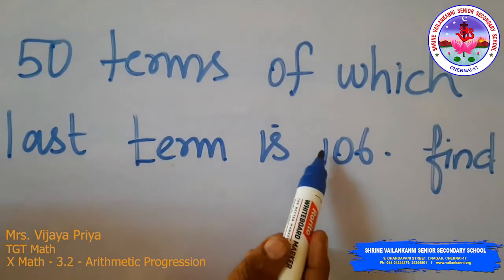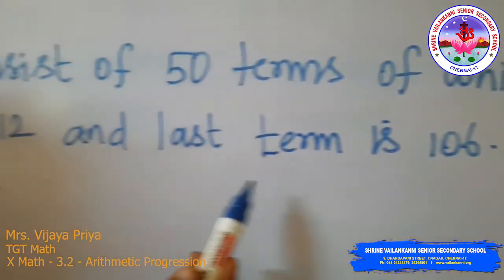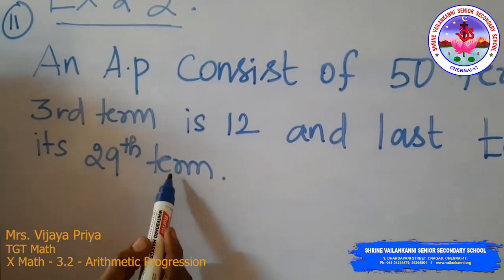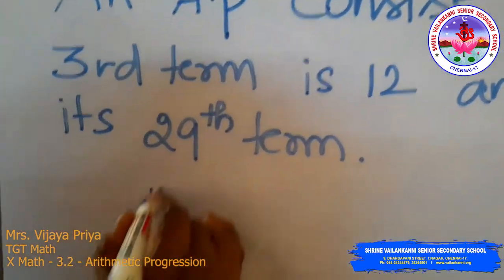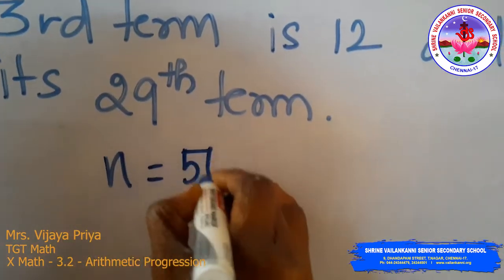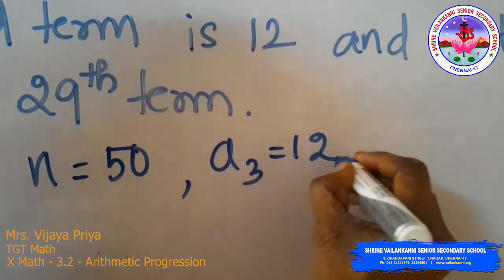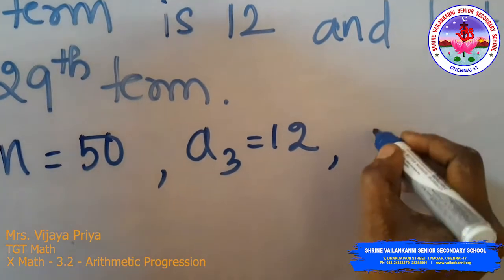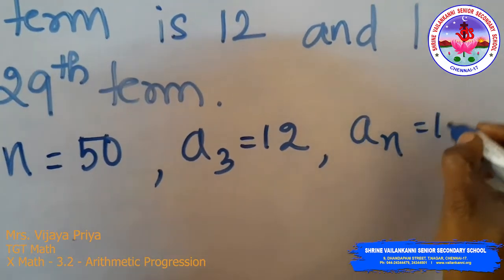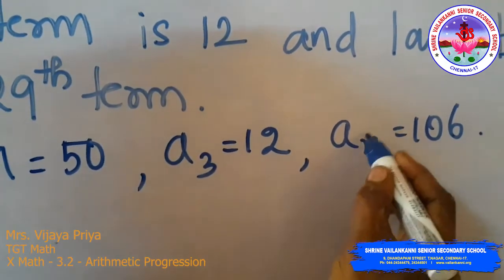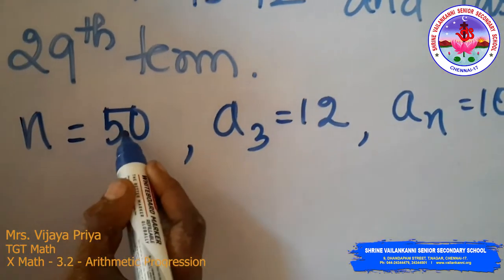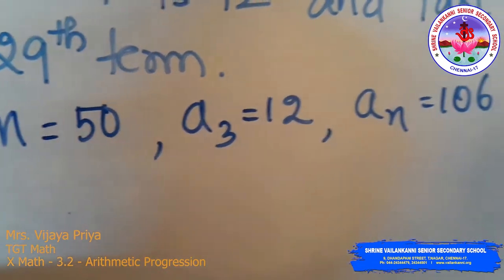So AN is given as 106. He needs to find out the 29th term. So he has given n is equal to 50, A3 is equal to 12, that is the third term, and the last term is AN, which is equal to 106, where the nth position will be 50.